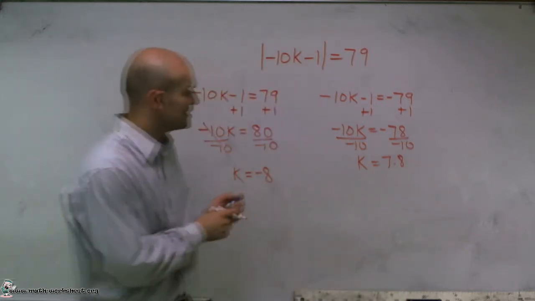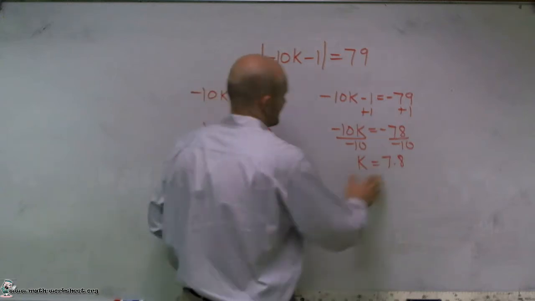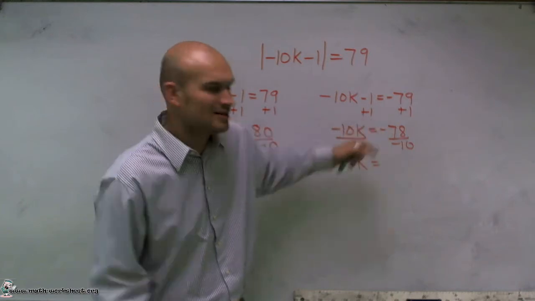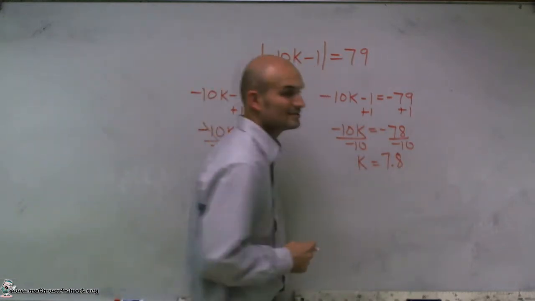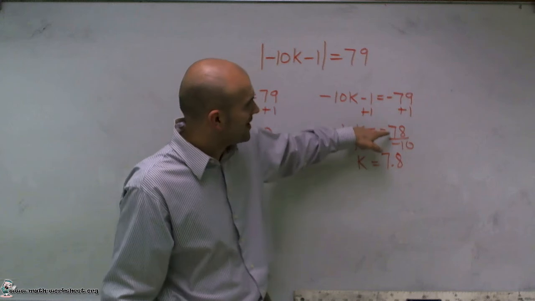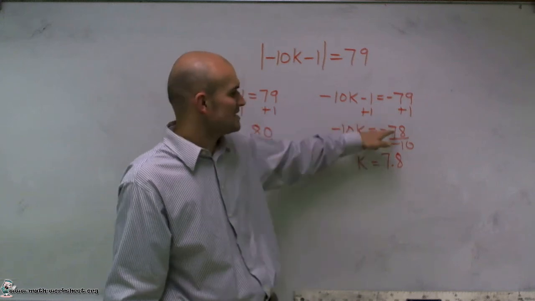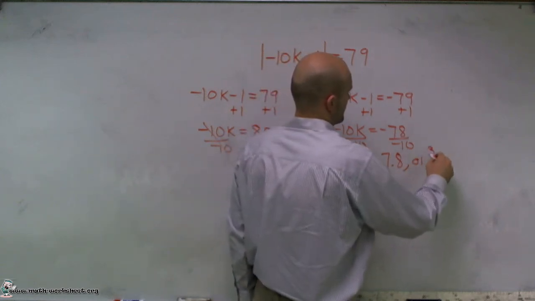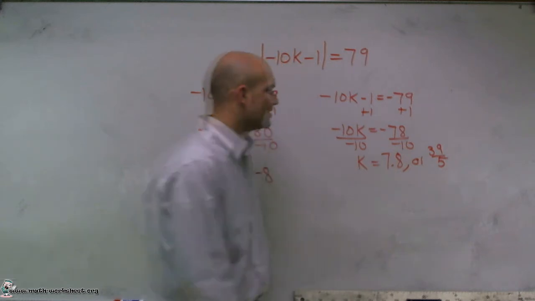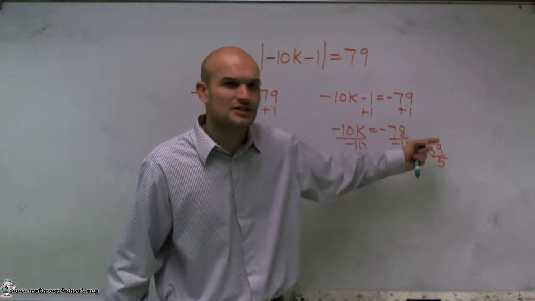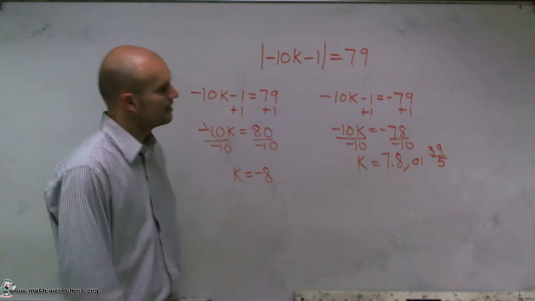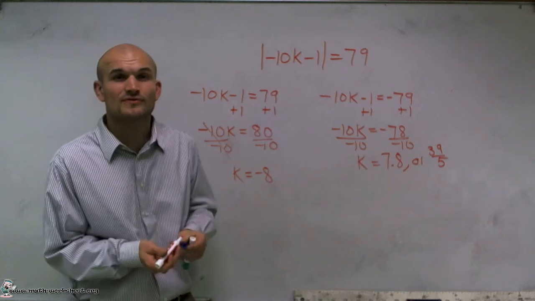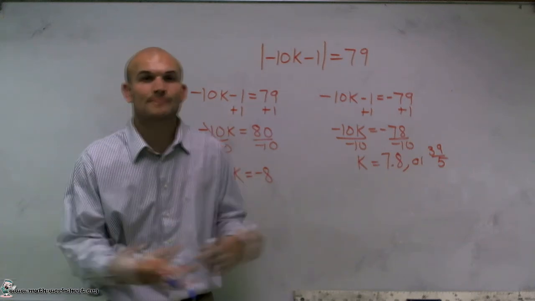7.8. And therefore, I should keep it as a fraction, shouldn't I? Therefore, I'll leave the 7.8, but let me actually give you the fraction representation because that's what I'm so used to. 78 divided by 10 can be reduced to 39 over 5. So you can either have your decimal version or the fraction, maybe a more exact answer, 39 over 5. So therefore, what you're going to see is there are two solutions with our absolute value equation, just like I previously spoke about. So that's your absolute values.